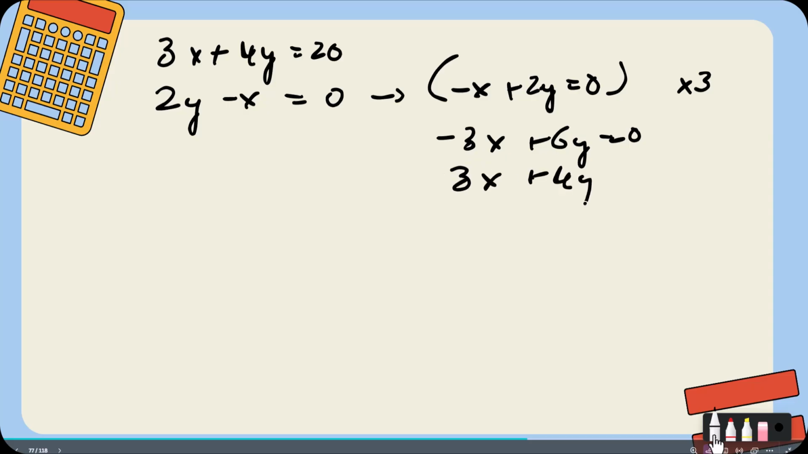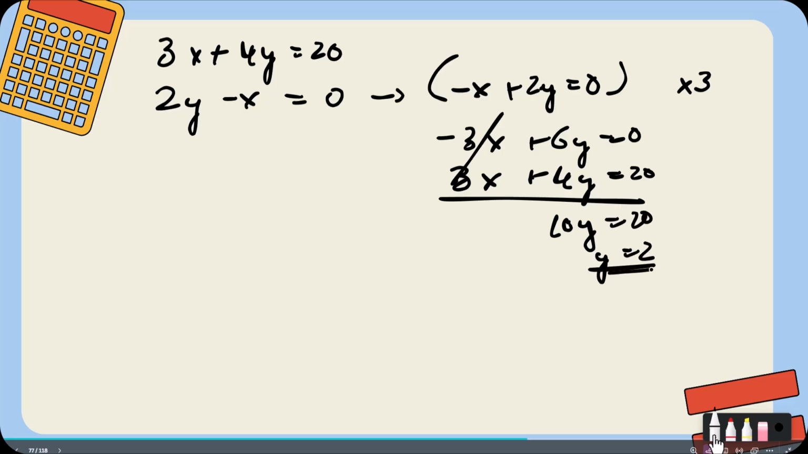So when we add them, minus 3X and 3X will cancel. It will become 10Y is equal to 20. So Y is what? Y is equal to 2. So we got Y is equal to 2, right? So 2 comma 1 will be the solution.